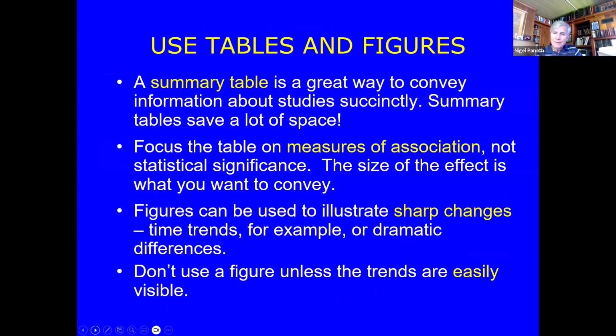Tables and figures are very helpful in summarizing literature. You save a lot of space because you can put a lot of information in a table and then refer briefly to the papers.